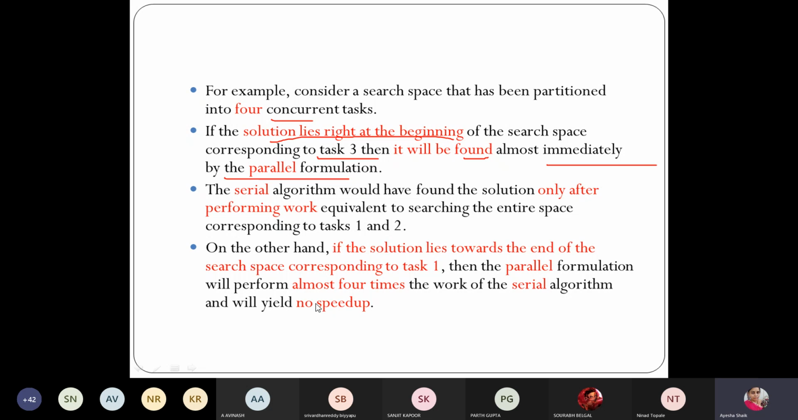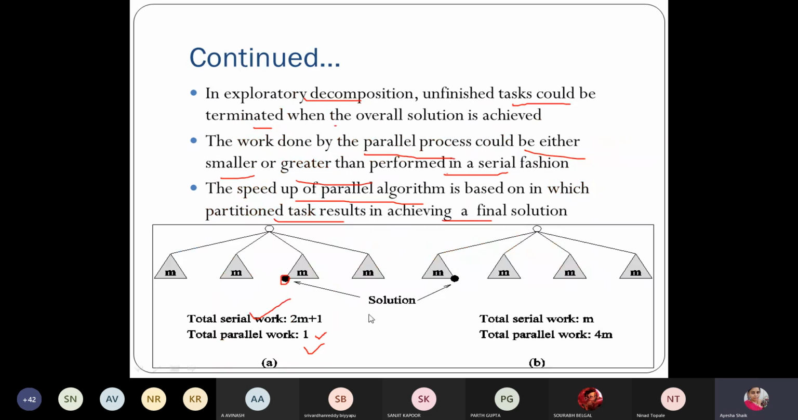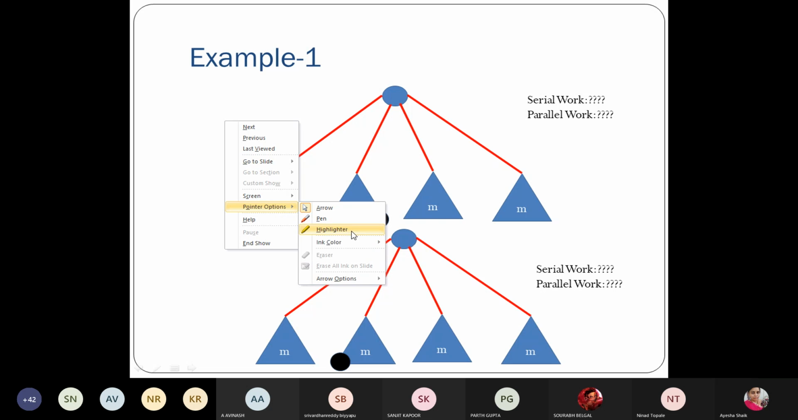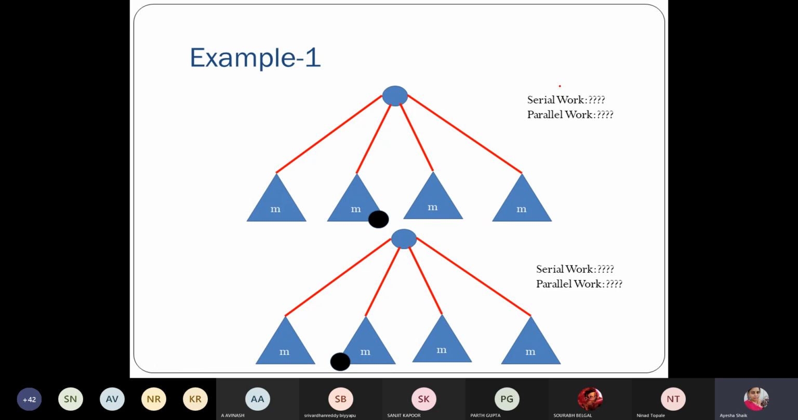So that's what we can get from this decomposition. Given the decomposition of the task graph like this, we can identify what is the serial work or parallel work. If we take this case, what will be the serial work? In serial work, we have to complete this one and this one, and then only we are getting the solution. So the serial work will be 2.